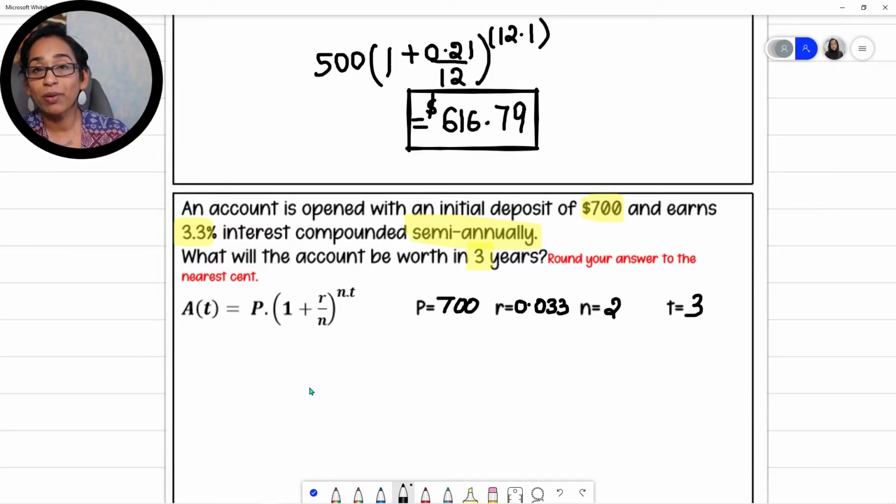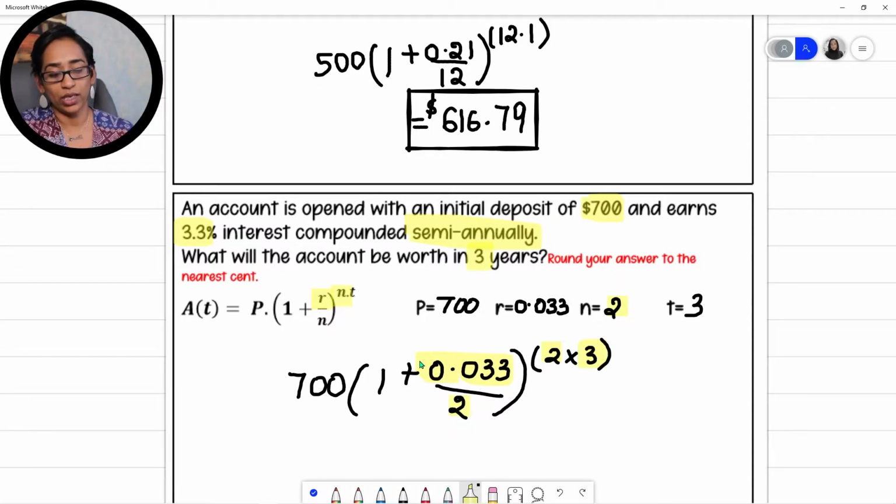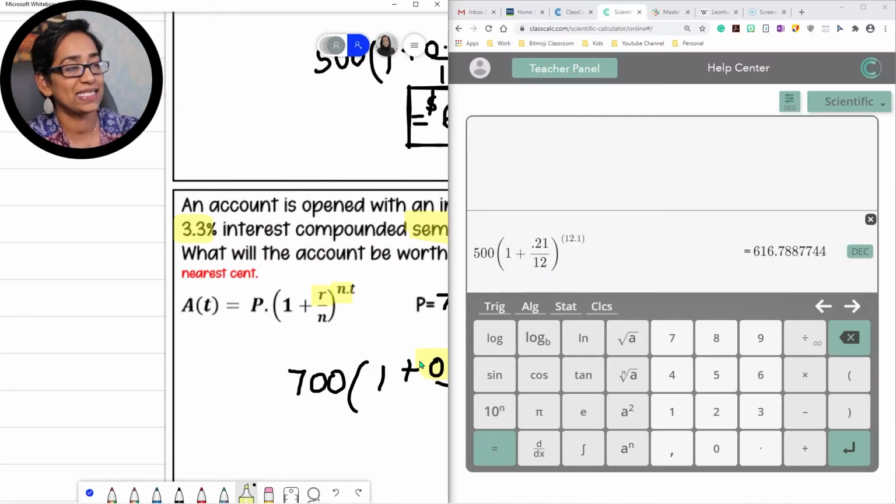I'm simply going to go ahead and plug into the formula. 700, open parentheses, 1 plus 0.033 divided by 2, which is my N, close parentheses, to the power of 2 times 3. Again, your N is 2, right? Your R is your rate, and your time is 3. Once I have this, I will go ahead and plug it into my class calc.